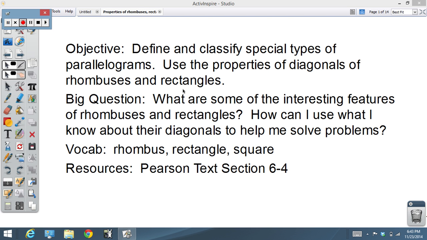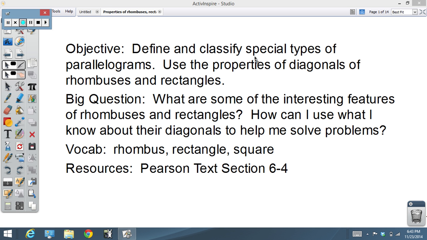Hey everybody, we're working on section 6.4 today. Got a couple new things coming at you, but I don't think it's going to be too hard for you. Take good notes. We're going to learn a couple new ideas. Rhombuses and rectangles and squares. You're probably a little bit familiar with those.